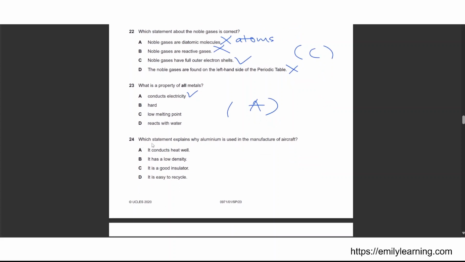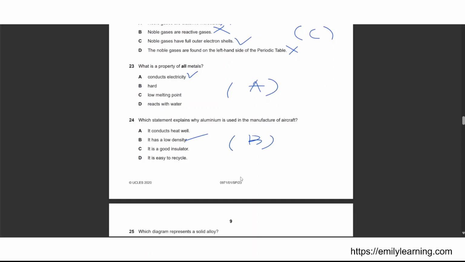Next question 24. Which statement explains why aluminium is used in the manufacture of aircraft? So the reason why aluminium is used is because it has a low density. It is light. Nothing to do with whether it heats well or is a good insulator. In fact, it's a good conductor of heat, not a good heat insulator.